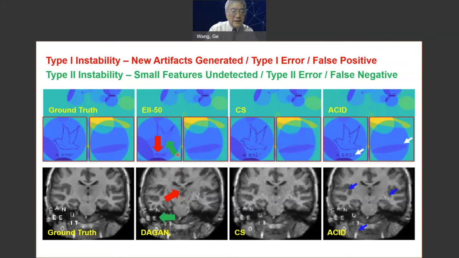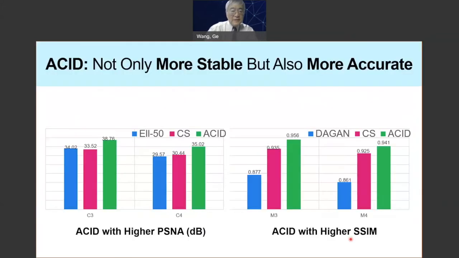So as indicated by the green arrow, this small lettering is totally missed. But in the CS algorithm, this small lettering is still here, and EyeSight recovers features even better. So we just did a systematic evaluation, and shown here CS is pretty good, and EyeSight, the green bars, is even better in terms of peak signal-to-noise ratio and also structural similarity.